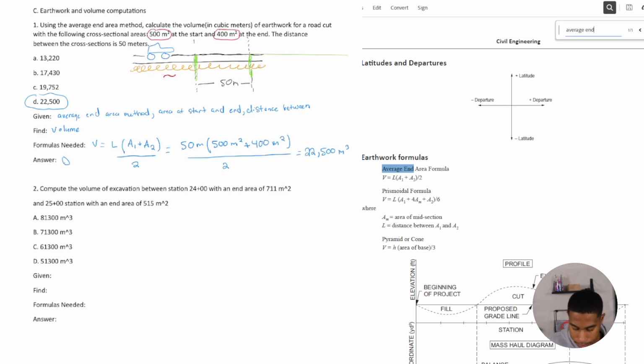Let's look at number 2. Number 2 says compute the volume of excavation between 24 plus 00 and an end area of 711 meters squared.